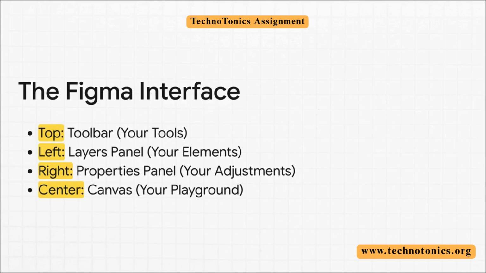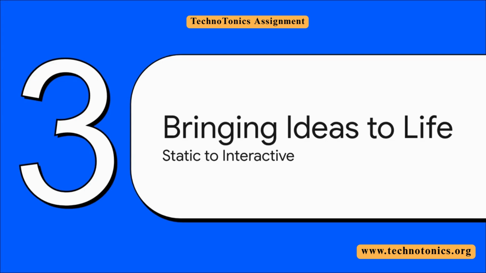So once you're in, it might look a little intimidating at first, but it's really just broken down into 4 main zones. I like to think of it like a workshop, you know? You've got your toolbar at the top, those are your tools. On the left, you've got your layers, all your different pieces and parts. On the right, you've got your fine-tuning controls. And right in the middle, that's your canvas, your playground. Everything has its place.